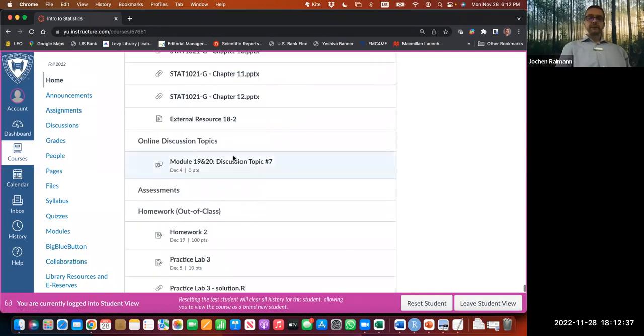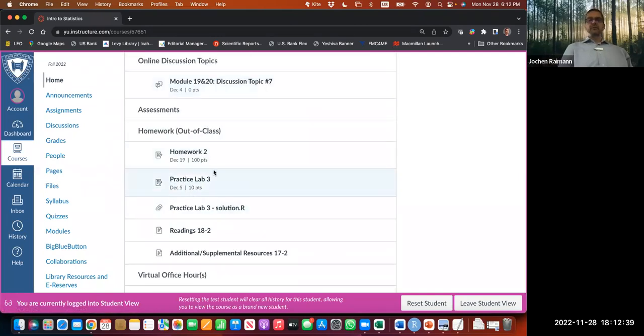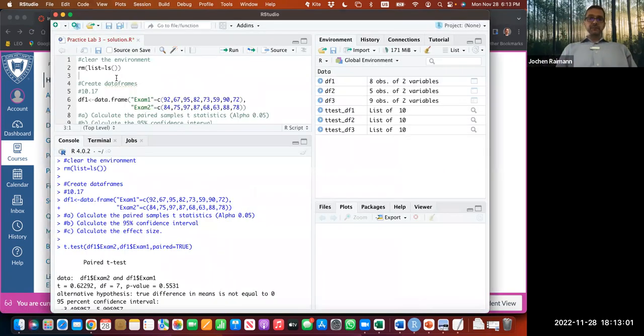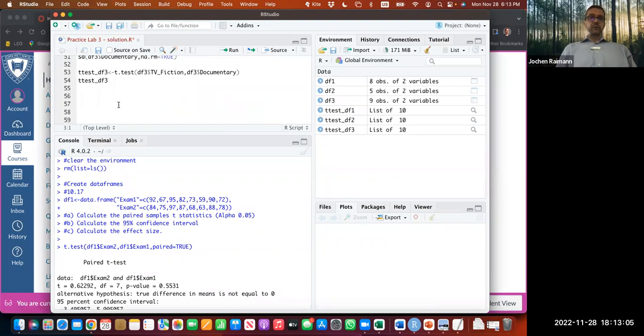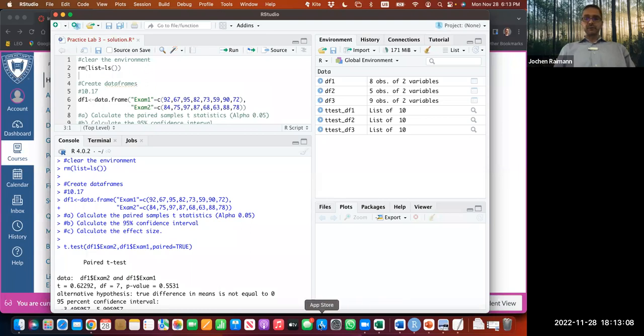At the very end, there should be Practice Lab 3, homework out of class. This is out of class, but we're doing it in class. So there's Practice Lab 3 solution.r. Do you find that? If you download that and open it in R Studio, notably R Studio, not R, you will have this view, which is basically code walking you through all 3 examples that we'll be doing today.